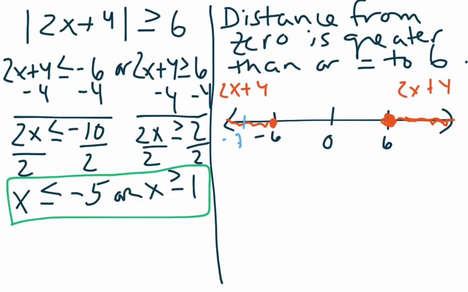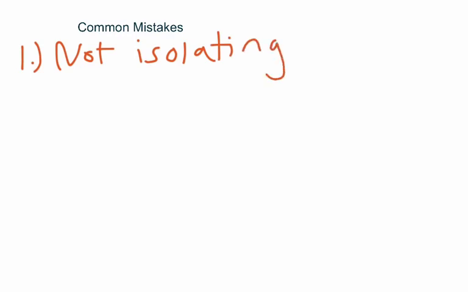Common mistakes that students make. Let's talk about that for a moment. Here are some common mistakes that students will make. Probably the most common mistake is not isolating the absolute value first. That is probably the most common mistake students make, is they just see an absolute value equation and they'll try to split it up into 2 equations or 2 inequalities before they've isolated the absolute value. So check your work, make sure that you're getting that absolute value by itself before you're doing anything else with it.